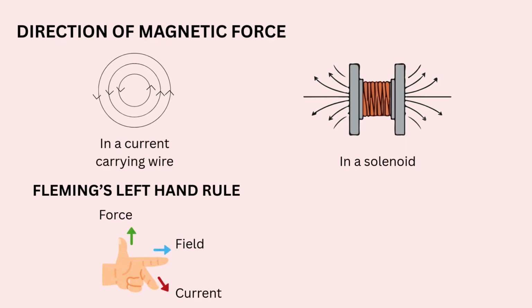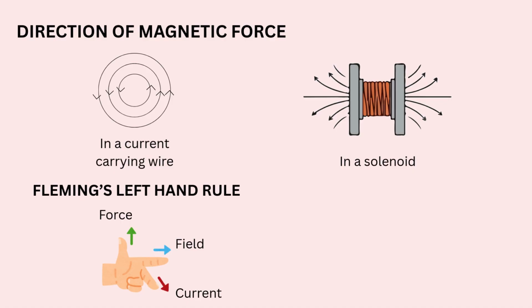Fleming's left-hand rule. This tells you the direction of force on a current carrying conductor in a magnetic field. It says, first finger or index finger is in the direction of magnetic field, which is from north to south. Second finger or middle finger is in the direction of current, which is from positive to negative. Thumb is in the direction of force or motion.